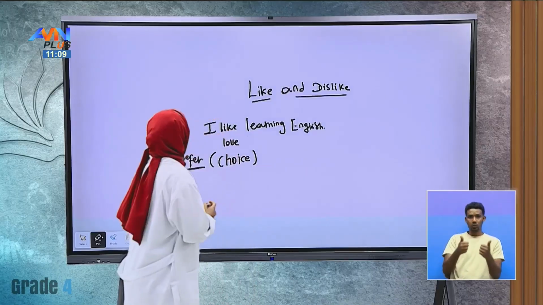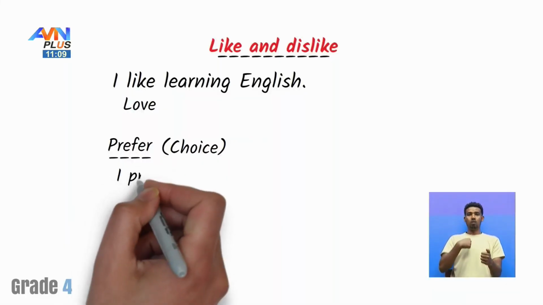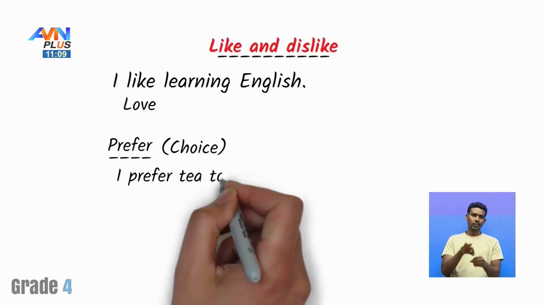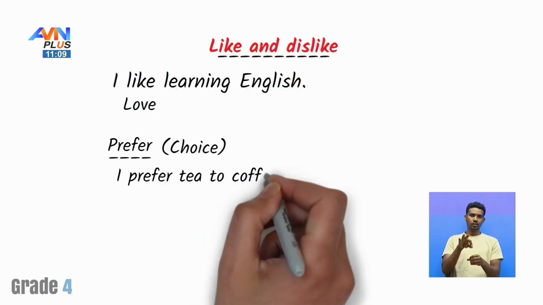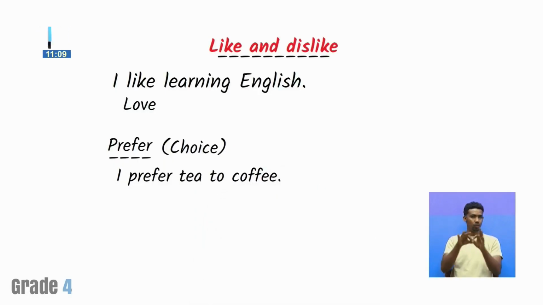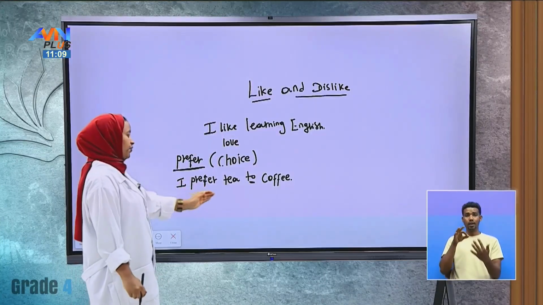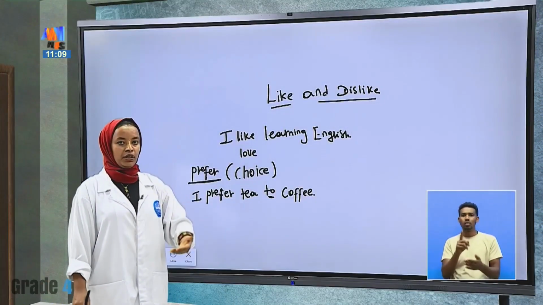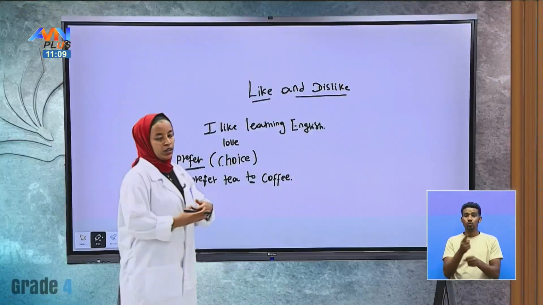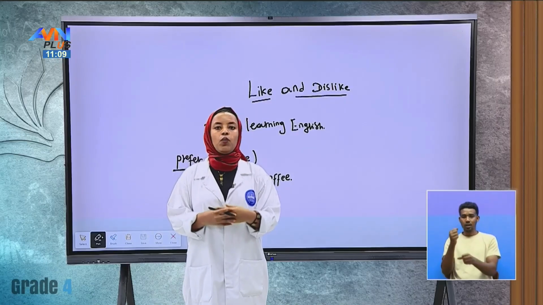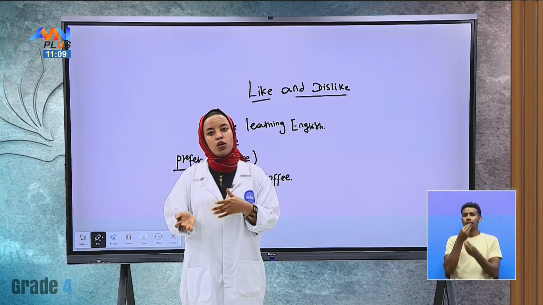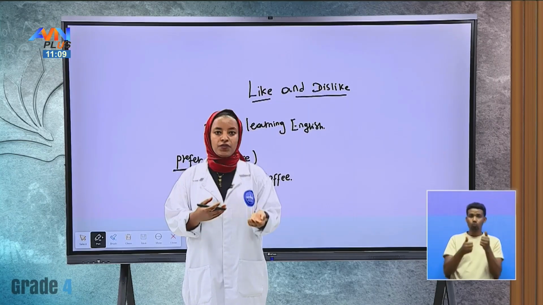For example, I prefer tea to, this is the important part, I prefer tea to coffee. Look, students, I prefer tea to coffee. This is what? Prefer. Choose one of them. For example, ask like, what do you want to eat? Pizza or burger? What do you want to drink? Tea or coffee? What do you prefer?